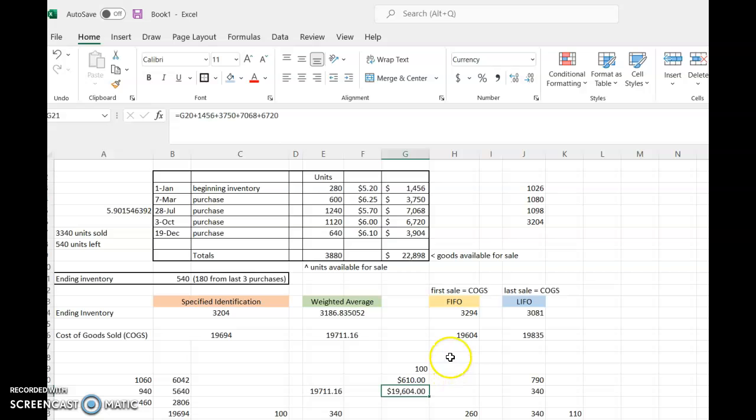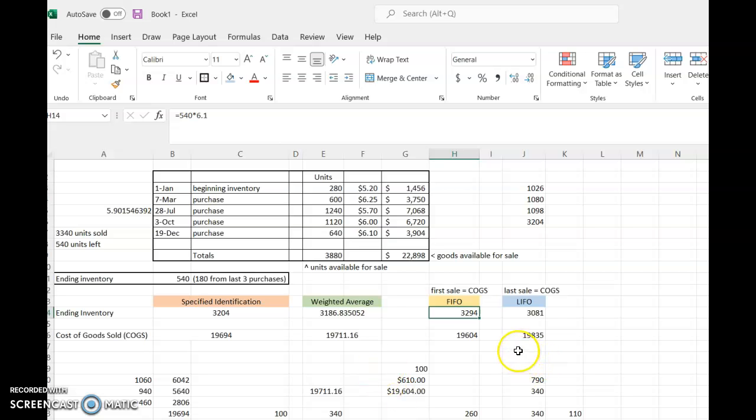And then to find the ending inventory, we're going to do something kind of similar to the weighted average. We're just going to take that ending inventory number and multiply that by the price here of that sale, and that's going to give us an ending inventory for first in, first out of 3,294.